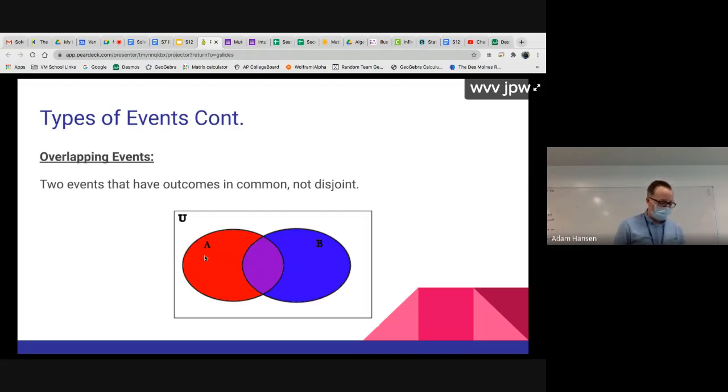Two events are overlapping if they can occur at the same time. Let me go back to that deck of cards. Aces and faces were disjoint. What would be a good example of overlapping events when it comes to the deck of cards? How about a black and a 10? Could I draw cards that are both black and 10? Because there are two cards that are both black and 10, the 10 of clubs and the 10 of spades. There's overlap. There are common outcomes between drawing a black card and drawing a 10.